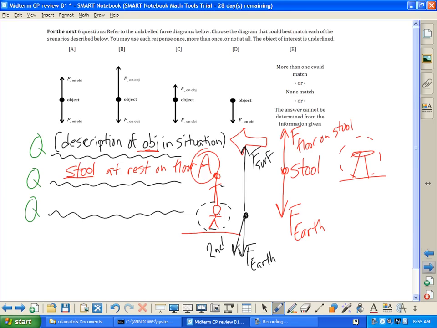Wait a minute. The rules of the force diagram are one arrow per force. So strictly speaking, none of these match. I see. Okay. The rules of the force diagram are simple, but you got to be careful about them. Let's see. So, what else will match A? What could that be doing?